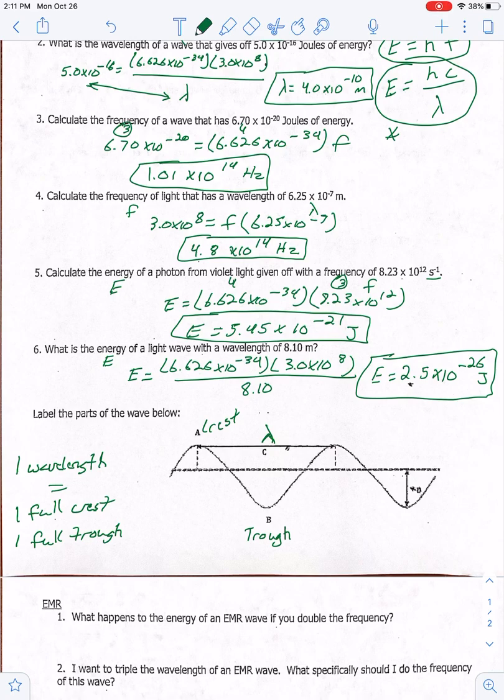Okay, so it started at the top of a crest and it ended at the top of a crest. If I were to add this crest up and this crest up, that would equal one crest, and this is one full trough. So in order for it to be a full wavelength, it has to have a full crest and a full trough. For part D, the distance from the middle point to either the high point or the low point is called amplitude.